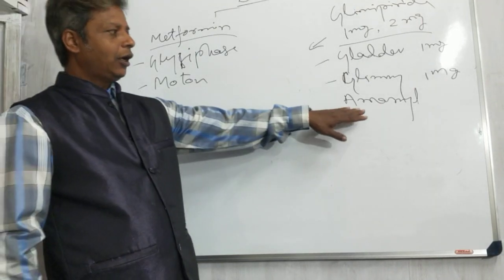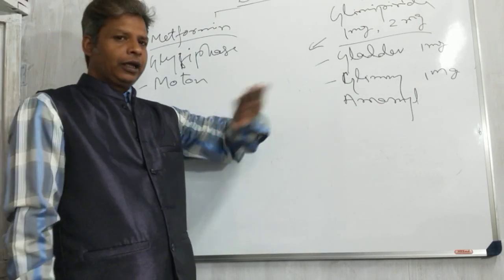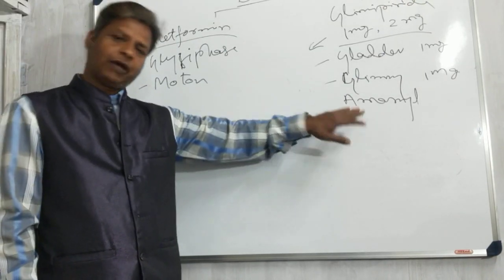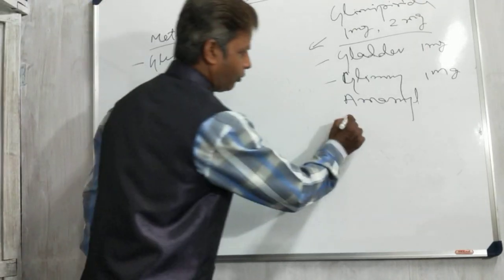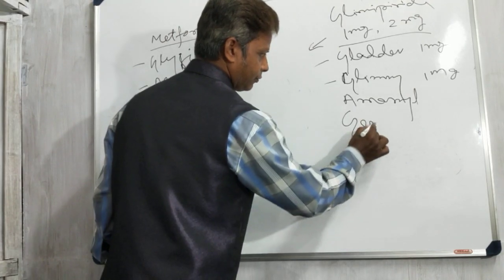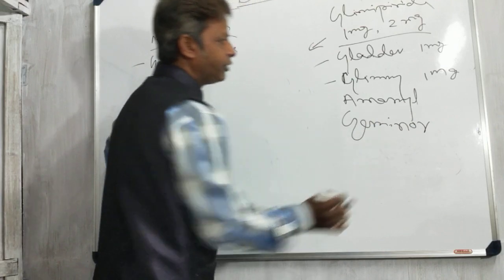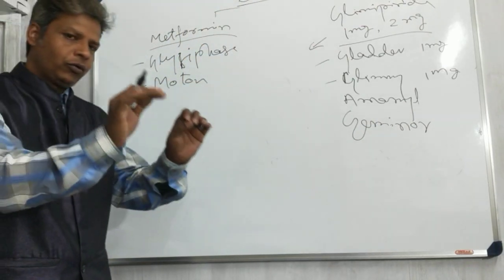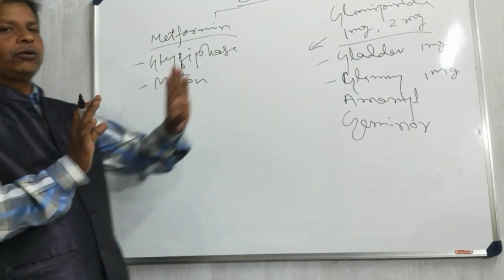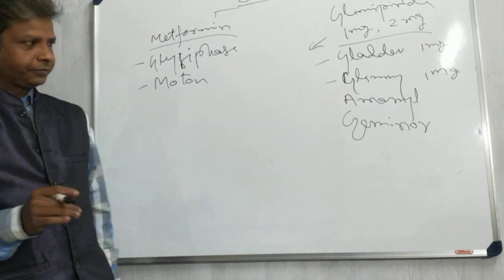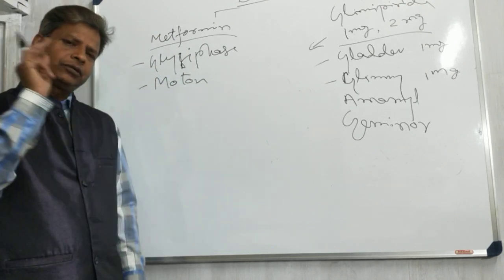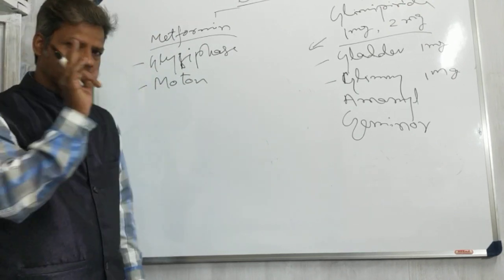Take Amaryl. All over India this Amaryl is present. Amaryl is as follows: Amaryl, Geminor. These medicines are present all over India, but for another country, I don't know. But follow these medicines as generics. How is it possible? We take two drugs within one medicine.